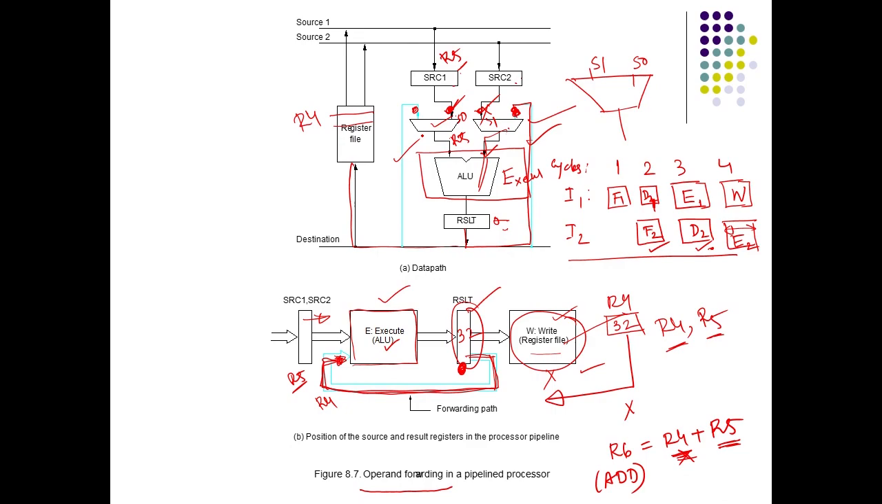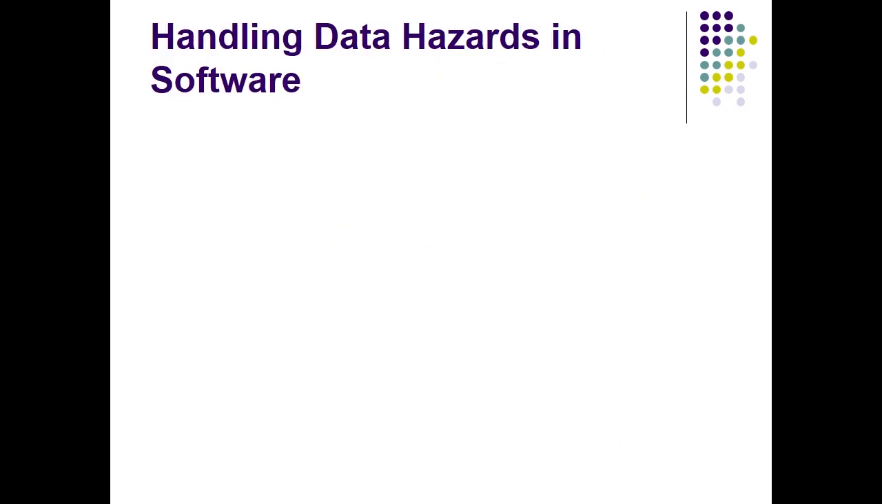And if there is no data dependency, then one operand will come from here. Let us say a second example, instead of R5, let us say R7. Then R7 will come from here and R5 will come from here, then it will directly come here and the result will be here. So, that is something called data forwarding. So, handling data hazard in software.